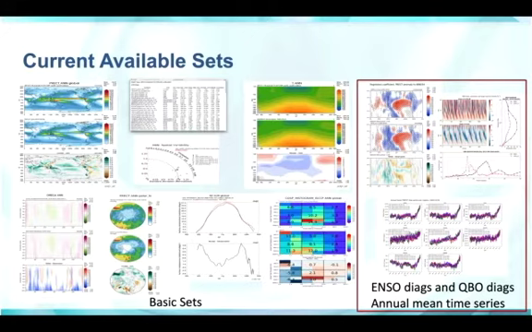Moving on to version 2, on the right-hand side, we now have support for annual mean time series analysis, ENSO Diags, and QBO Diags. These new sets take only monthly time series as input.